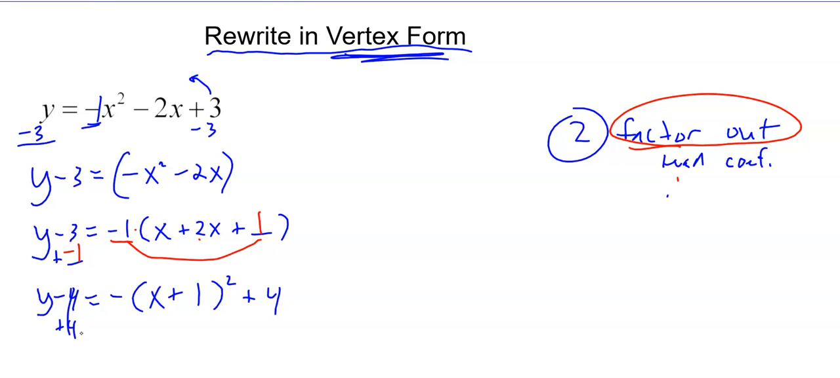Y equals negative... You can probably identify your h and k, right? -1 is your h, 4 is your k. Wait, the graph is going to open downwards because it's got a -1 in front, so it's going to reflect over the x-axis. That's your vertex form equation, and you've got it.